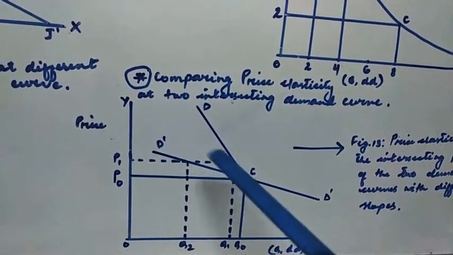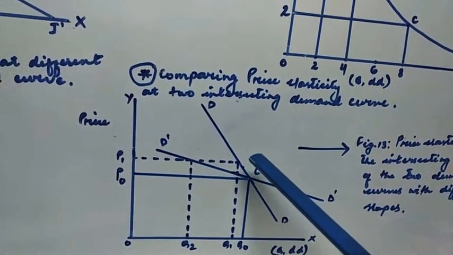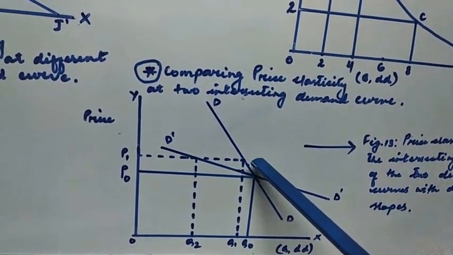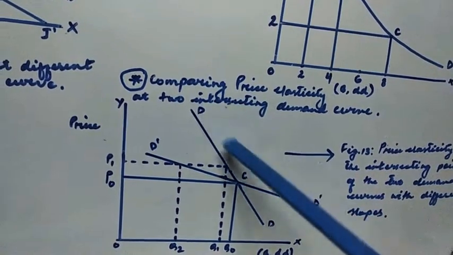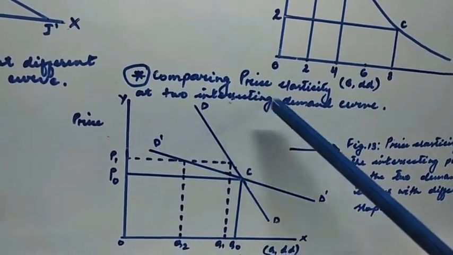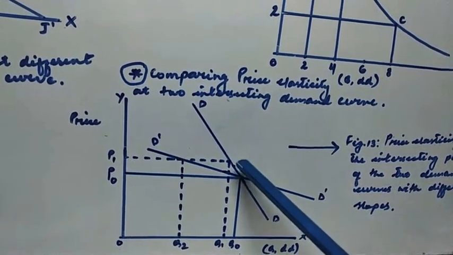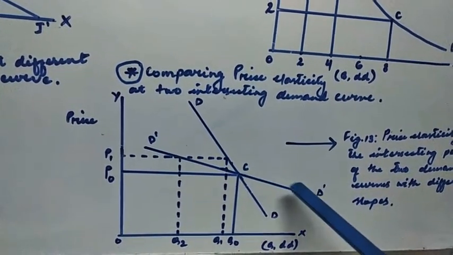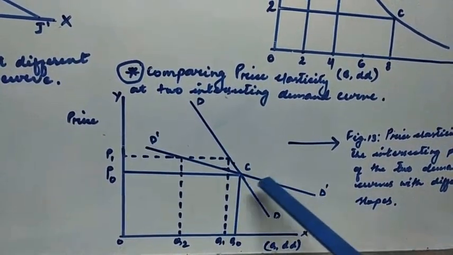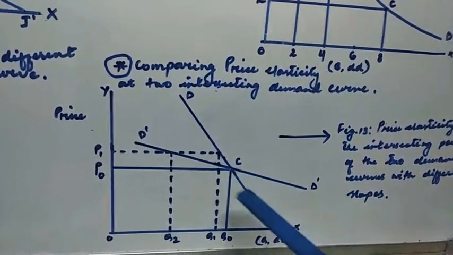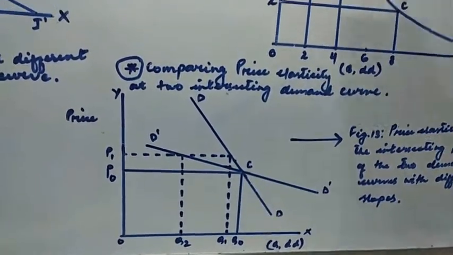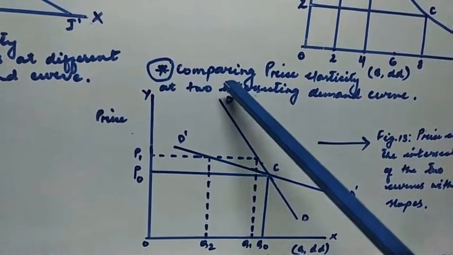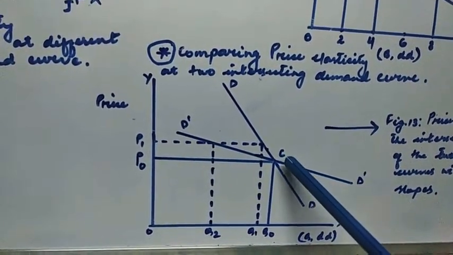If two demand curves intersect, at their point of intersection price elasticity is greater along the flatter demand curve. So when these two demand curves intersect, price elasticity at the point of intersection will be greater for the demand curve which is flatter in nature. So a flatter demand curve will have a greater price elasticity when two demand curves intersect. This is represented in this diagram. D dash D dash is flatter than the D demand curve, and they intersect at point C.